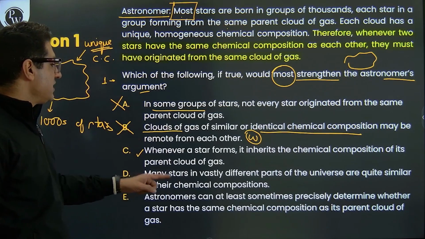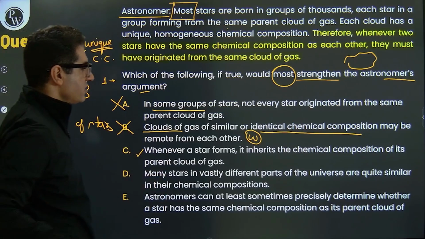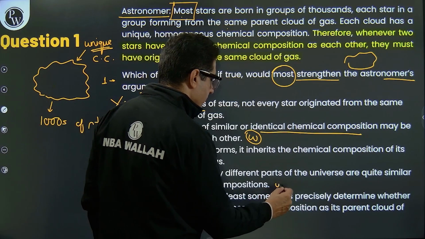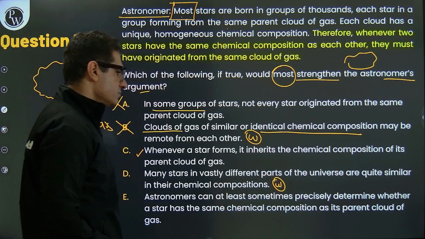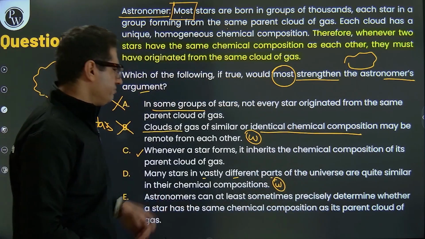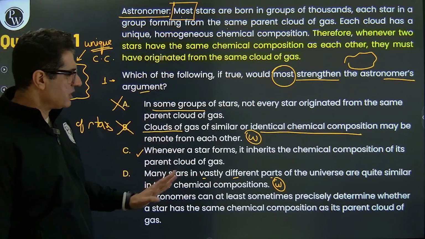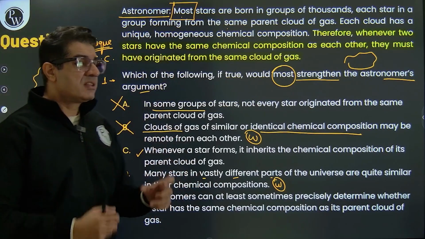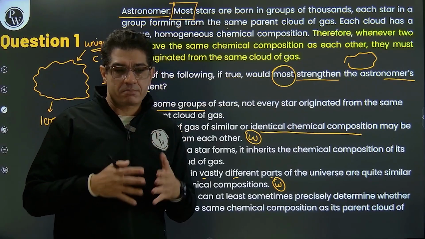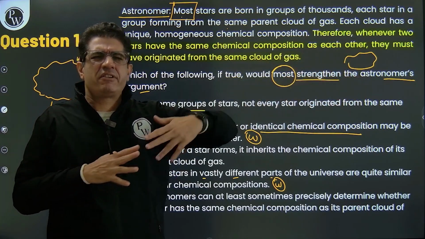Let's look at D now. Many stars in vastly different parts of the universe are quite similar in their chemical composition. Very clearly weakens. Vastly different parts of the universe are quite similar. So now there is a possibility that it is consistent with the argument if we assume that stars formed from the same parent cloud of gas can travel vast distances and thus lie away from each other.